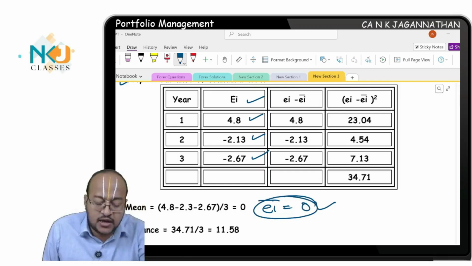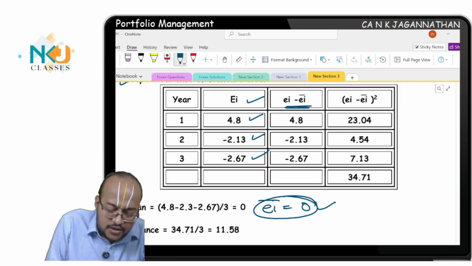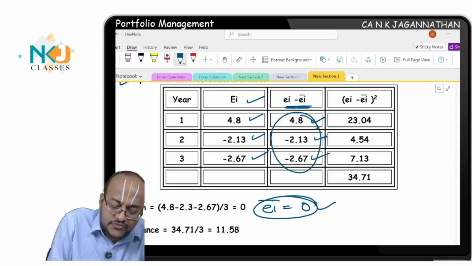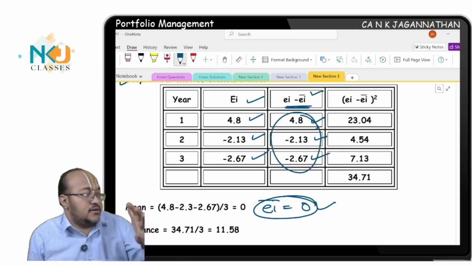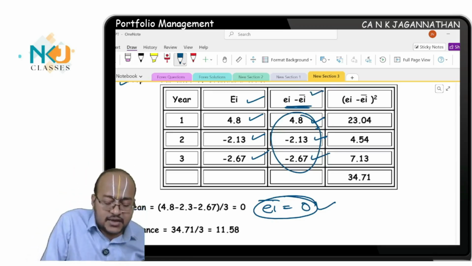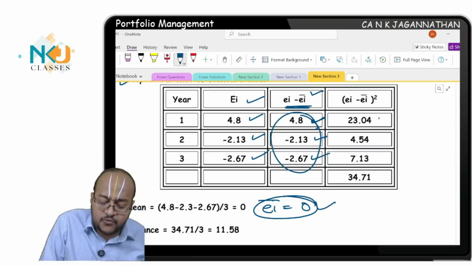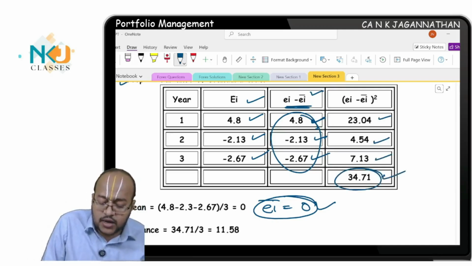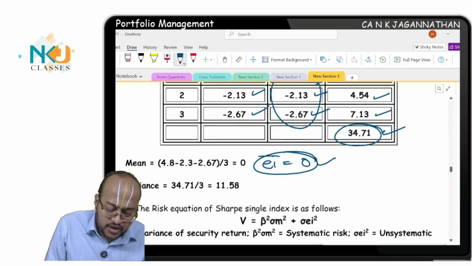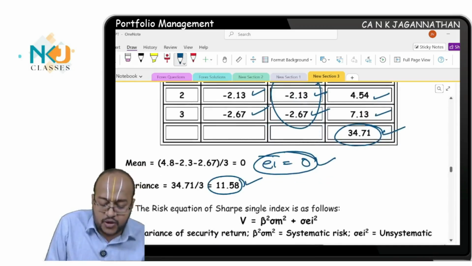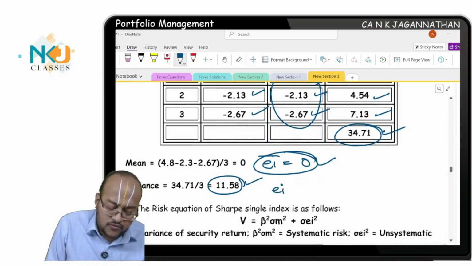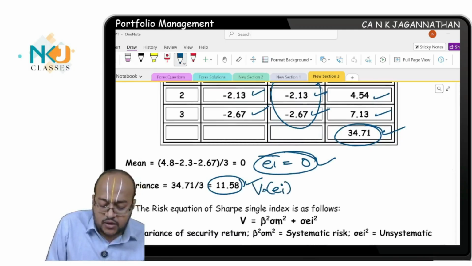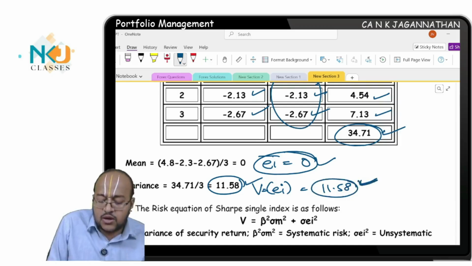Now, EI minus EI bar, simply 4.8 minus 0, you will get the same number as EI. This column is nothing but EI. Now, EI minus EI bar square, simply you square it up, 4.8 square, 2.13 square, minus 2.67 square. If you total it, divided by 3, you will get variance as 11.58. This is nothing but variance of EI. How much is that? 11.58. Are you all understanding till now?